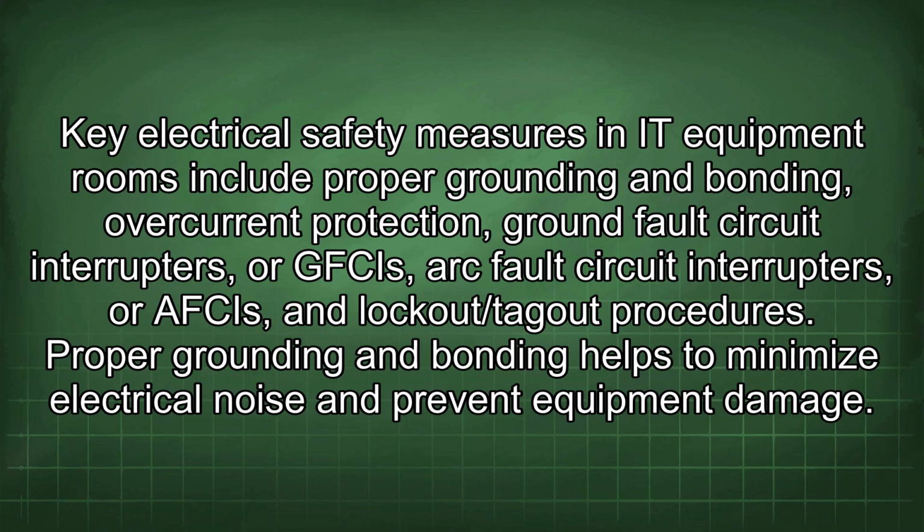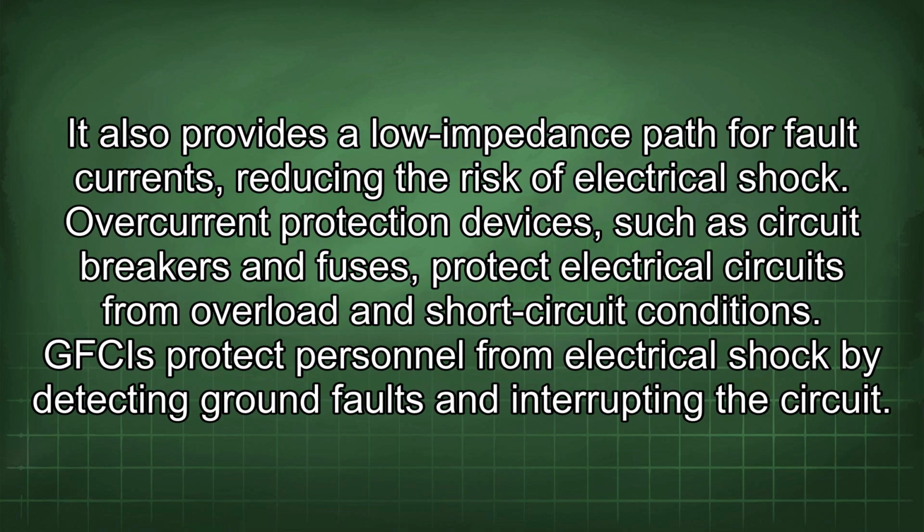Proper grounding and bonding helps to minimize electrical noise and prevent equipment damage. It also provides a low impedance path for fault currents, reducing the risk of electrical shock. Overcurrent protection devices, such as circuit breakers and fuses, protect electrical circuits from overload and short-circuit conditions. GFCIs protect personnel from electrical shock by detecting ground faults and interrupting the circuit.